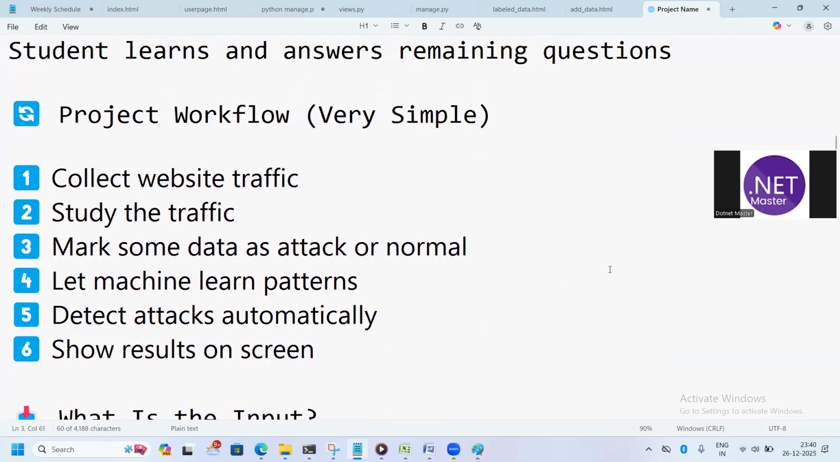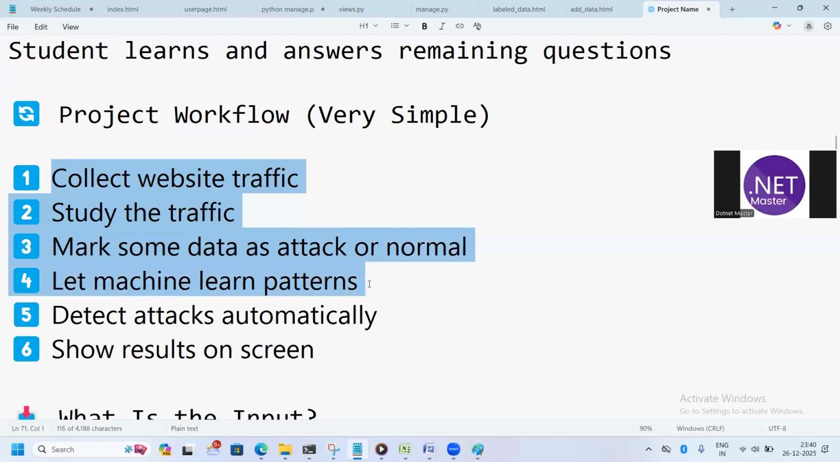Let's talk about the workflow of the project. First it collects the web traffic from the website, studies the traffic, and then marks some data as attackers or normal. Then we let the machine learn the pattern, whether it is a good one or a bad one. For example, if some attackers steal data, the machine learns from that behavior.